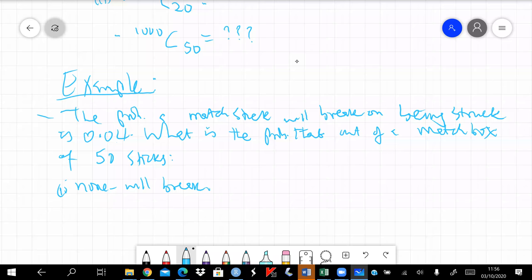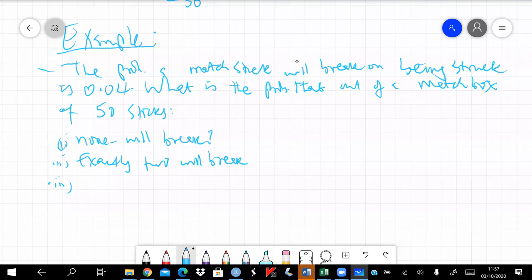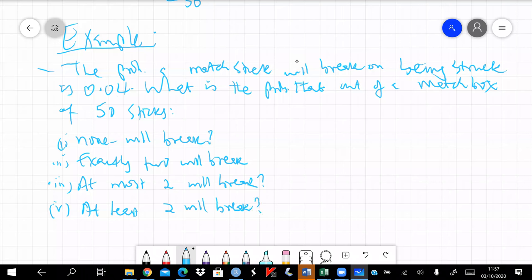The probability that none will break. Then two, exactly two will break. Then Roman three, at most two will break. Then number four, at least one will break. So let's try to answer that question. We have a matchbox here containing 50 sticks, and we are told that the probability of a matchstick breaking on being struck is 4%. You need to answer the following questions.